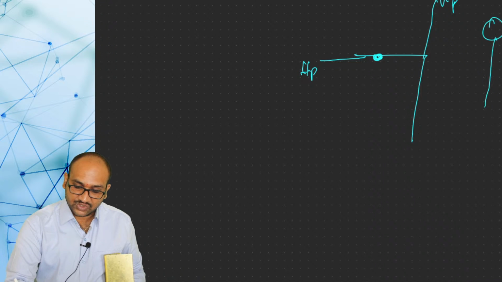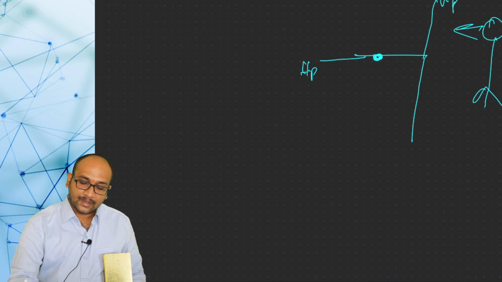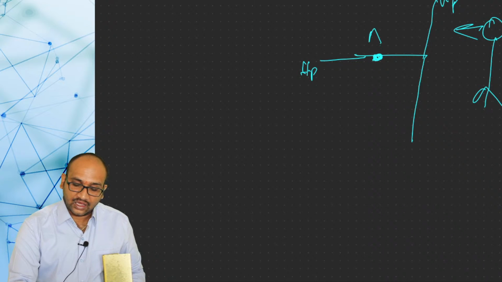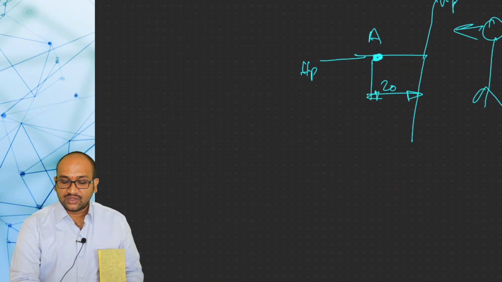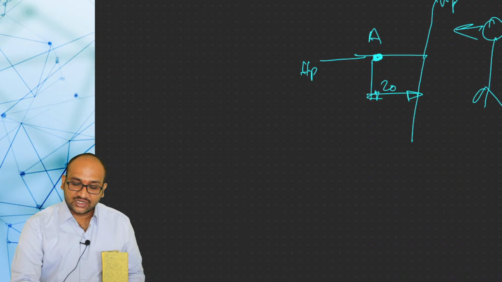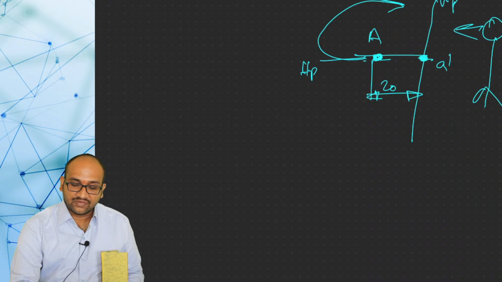The observer is seeing the object in this direction. Point A is in the HP and 20 mm behind VP. If you see the object in this direction, this projector will come here. This is my front view. Keeping the vertical plane fixed and rotating the horizontal plane in the clockwise direction, it will come here. This is the top view. This is A and this is A dash.